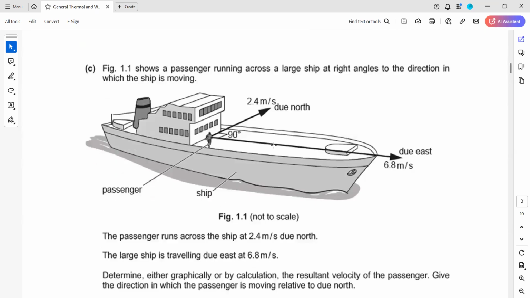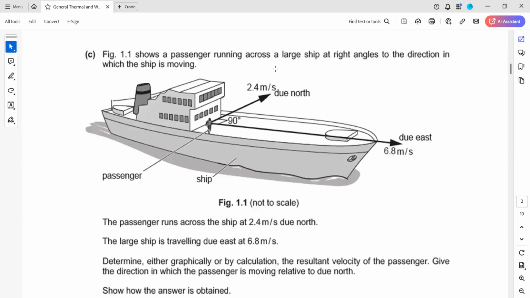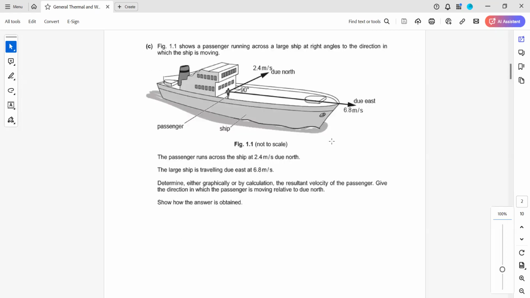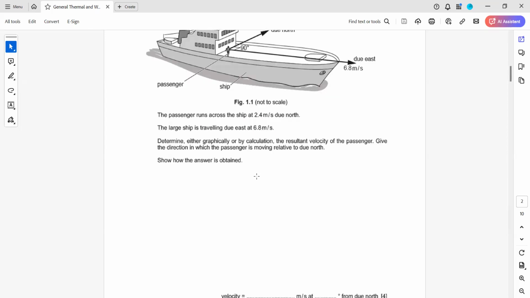Figure 1.1 shows a passenger running across the large ship at a right angle to the direction in which the ship is moving, due east, and a north is given to us. The passenger runs across the ship at a speed of 2.4 meters per second due north, as you can see here, and the large ship is traveling due east at a speed of 6.8. Determine either graphically or by calculation the resultant velocity of the passenger.